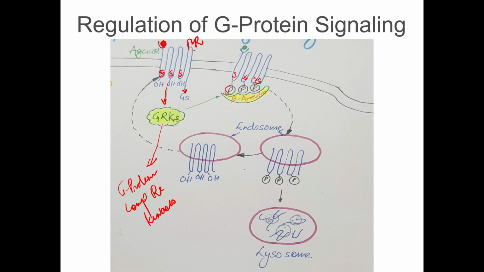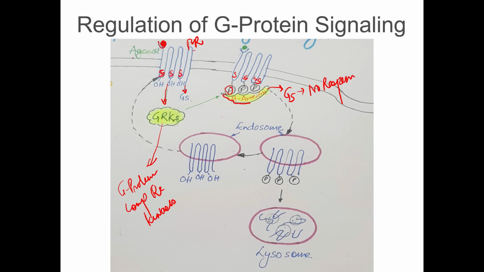Once this gets phosphorylated, what will happen? The beta arrestin, which was lying in the cytosol within the cell, comes and binds with this. Once the beta arrestin binds with the phosphoserine residue, the receptor cannot couple with the G protein. Now it cannot couple with the G protein, there will be no signal transduction. So again there will be no cellular response.